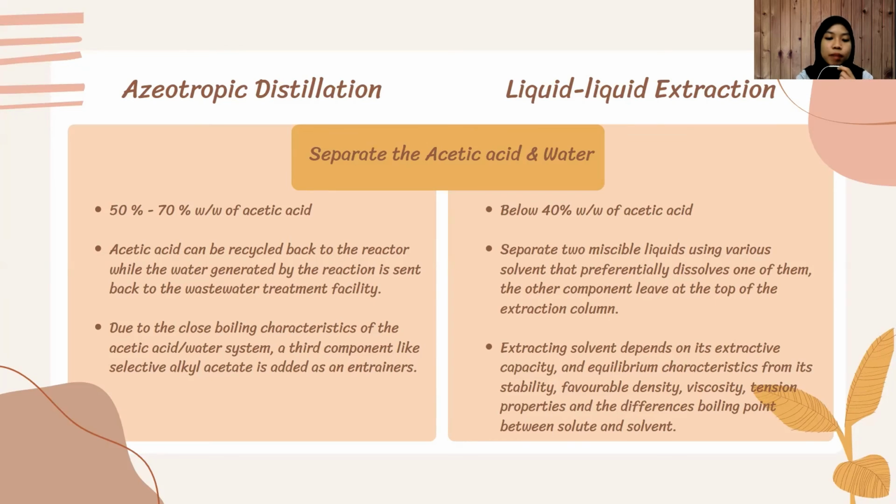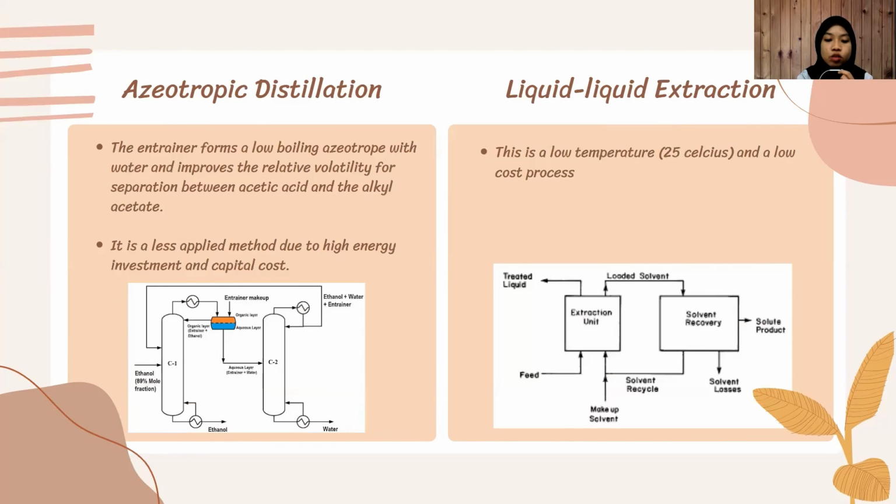By adding a third component like a selective alkyl acetate, such as isobutyl acetate and normal butyl acetate, as an entrainer, it will form a low boiling point azeotrope with water and therefore improve the relative volatility for separation between acetic acid and alkyl acetate. However, this method is less applied due to the high energy and high cost.